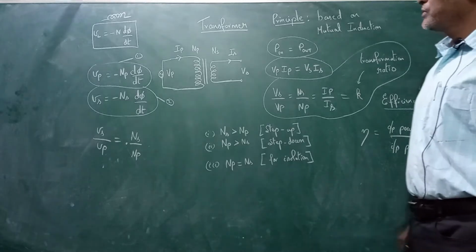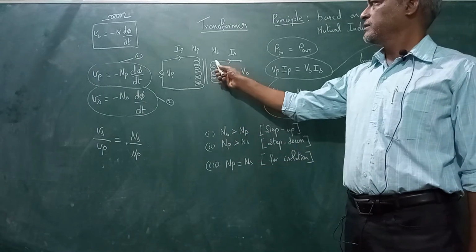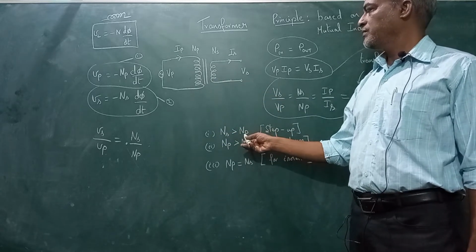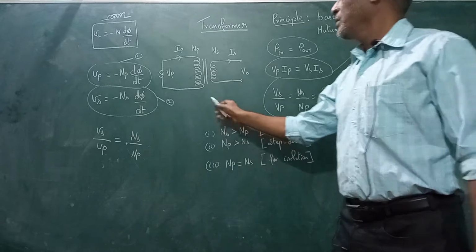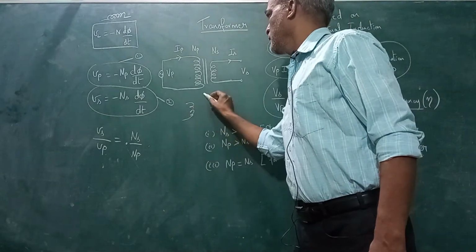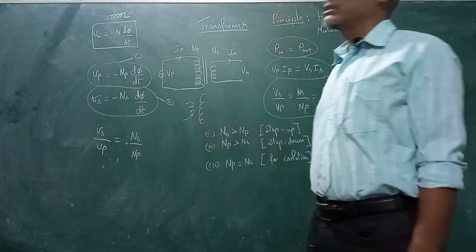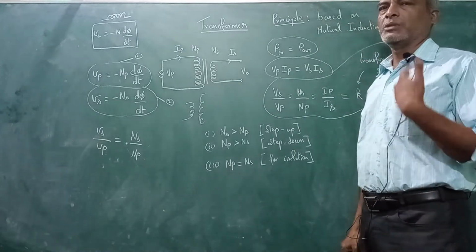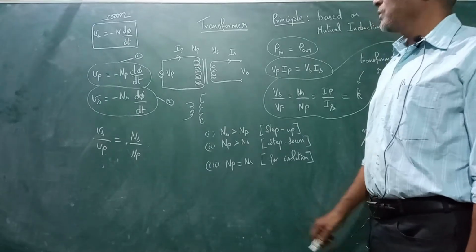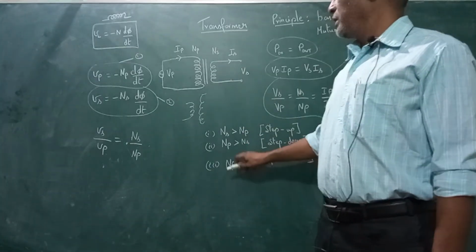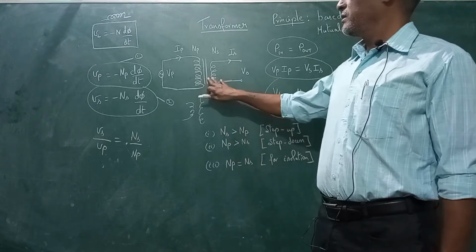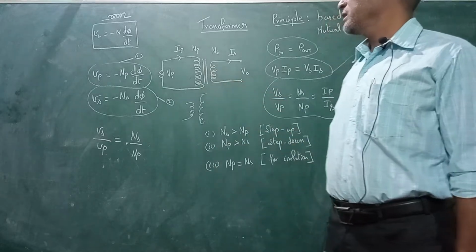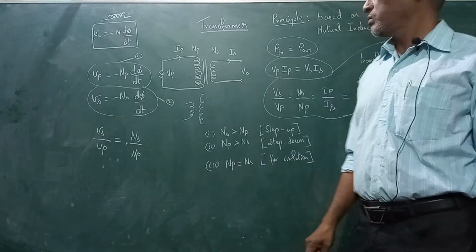Now suppose the number of turns in the secondary is greater than the number of turns in the primary. That means in the primary you have very few turns and in the secondary you have more turns. So that is a step up transformer. Step up transformer means you can step up the voltage. Suppose the primary turns is greater than the secondary turns, that means if you see this diagram, the primary turns is higher, secondary turns is lesser. So this is the case for a step down transformer.